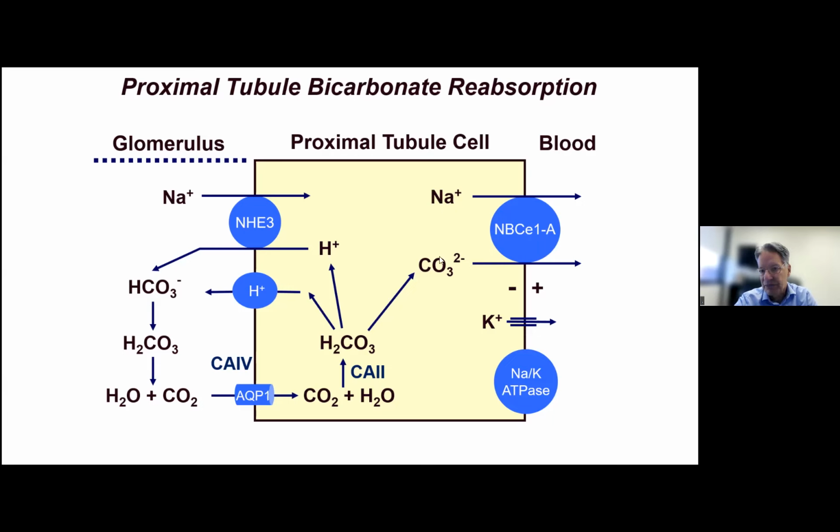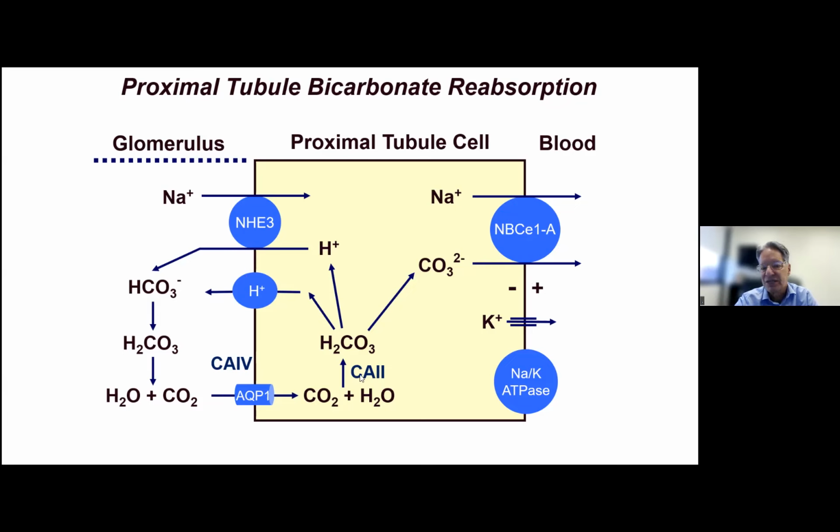It's coupled to sodium, and these two things just leave the cell. So what you've now done is you've gotten the bicarbonate that came through the glomerulus converted to carbon dioxide. Carbon dioxide enters the cell, and then you regenerate carbonate, and it's the carbonate that leaves. So that's how bicarbonate is reclaimed by the mammalian proximal tubule.